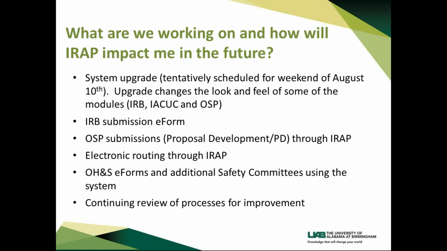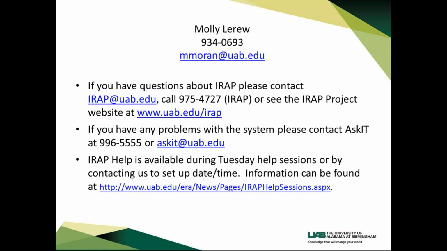Let's see here, electronic routing. We're trying to get all your occupational health and safety forms in there. Radiation safety is going to be the first group that's going to be out there. And so that'll be hopefully coming in the next couple of months. And then again, we're always trying to improve things because we know it's not perfect. Everything could still use improvement. So that's where we're going with this.